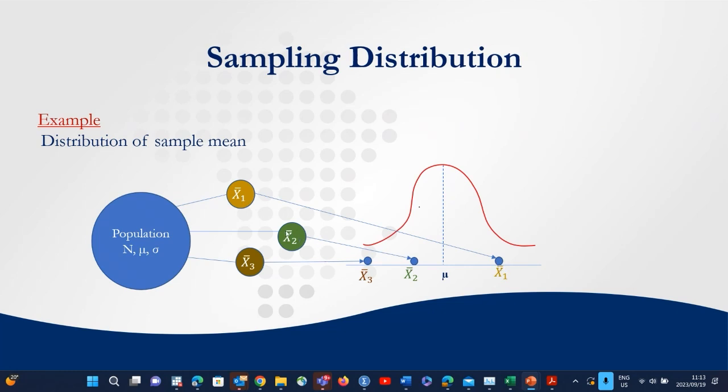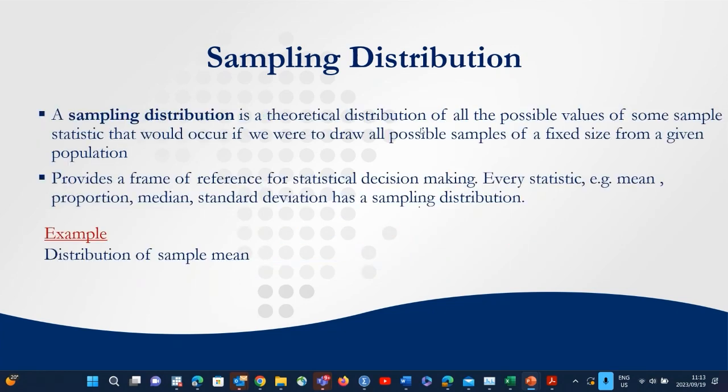I select another sample. I compute another statistic, which is now the sample mean. I plot it here. And then I compute another one. I plot it here. I can do this repeatedly, and it's going to give me a sampling distribution of the sample mean. It's a theoretical distribution of all the possible values of some sample statistic.